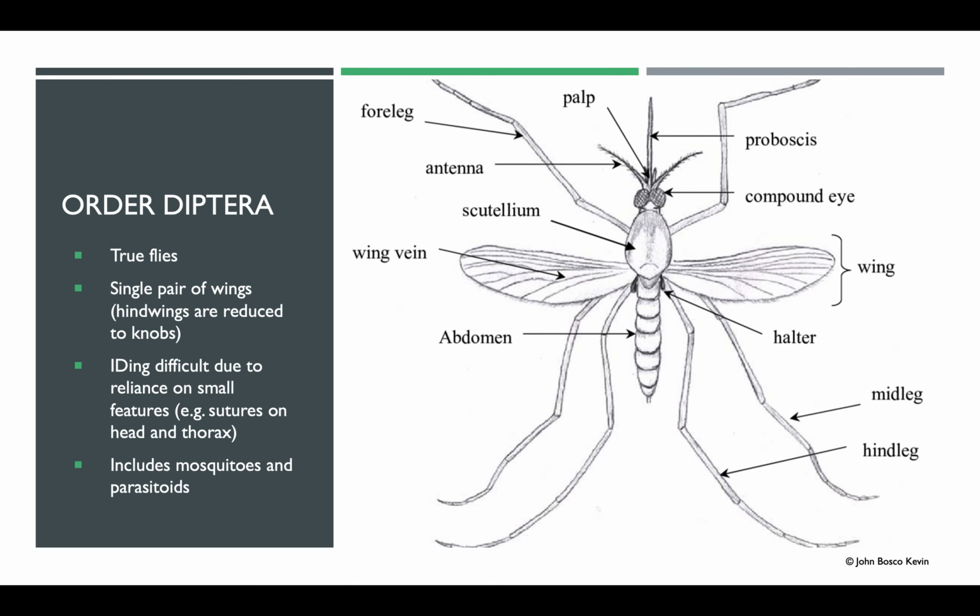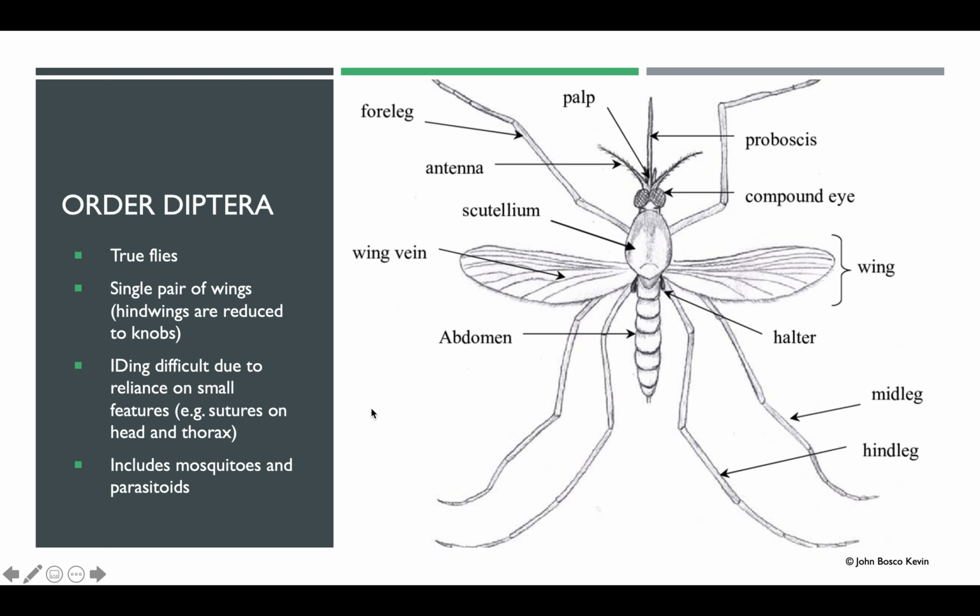All right, we're going to move on to our next order. These are flies, true flies. They fall within the order Diptera. All flies have a single pair of wings, so we are talking about all insects having two pairs of wings. Dipterans are going to be our exception. They only have one pair of wings, and the hind wings are reduced to these little knobs called halteres.